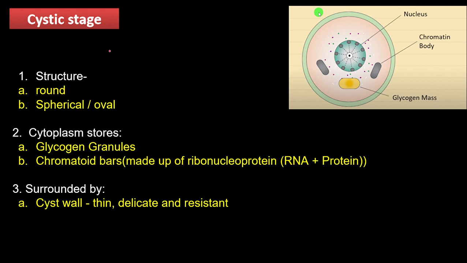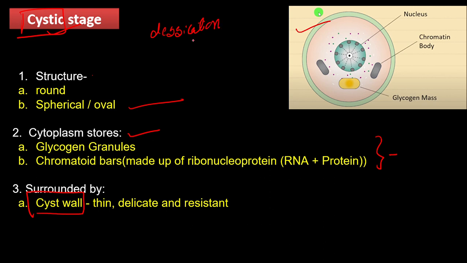Then the last stage is your cystic stage, for which this diagram is correct. You're supposed to draw it. Structure is round and spherical. Again, cytoplasmic storage is the same as the pre-cystic stage. And now the change over here is that it was the pre-cystic stage, that means before cystic. What do we use a cyst for? Do you remember we studied about it?